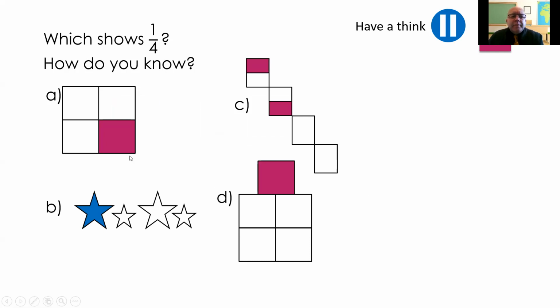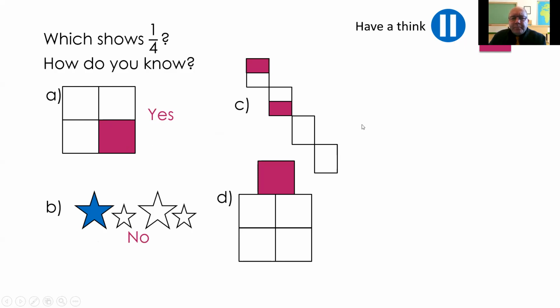Right. A, does this show a quarter? Well, we've got 4 parts and they look equal. So we've got 4 equal parts and we've shaded one of them. So yes, that is a quarter. B, is this a quarter? Well, we've got 4 stars, but they're not equal. They are not the same size. So no, this is not a quarter. It is 1 out of the 4, but it's not a fraction. It's not a quarter because they are not equal sizes.